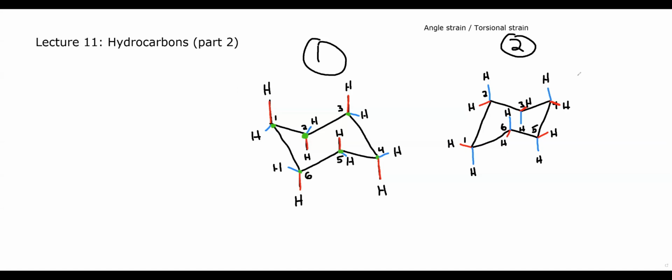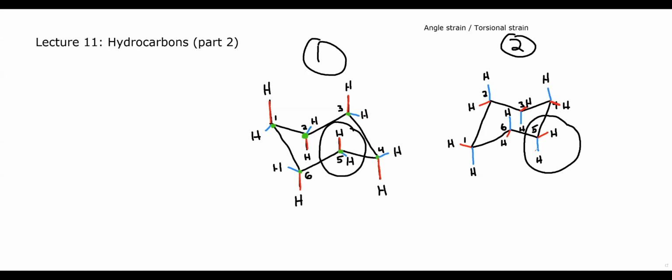Now the relative positions never change. Let's just take carbon 5, for example, looking at carbon number 5. The red hydrogen is still facing up. The blue hydrogen is facing down. Let's look at 5 on structure 2. The red hydrogen is still facing up and the blue hydrogen is still facing down.